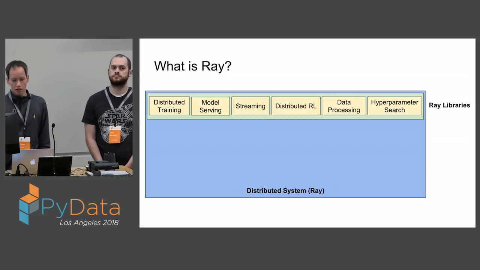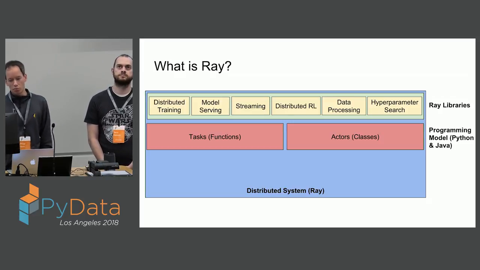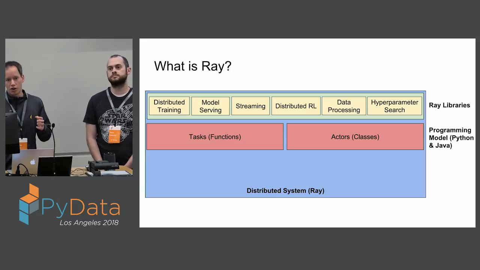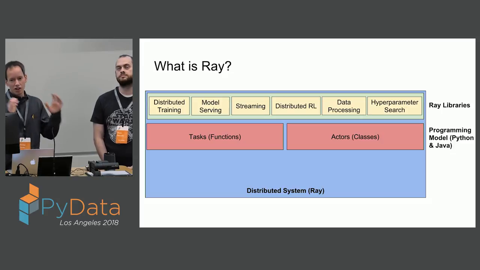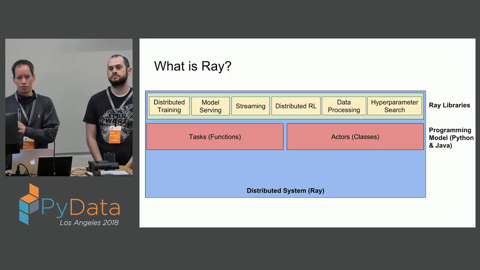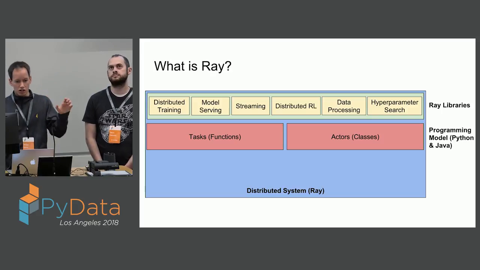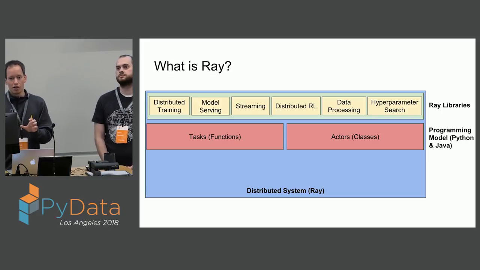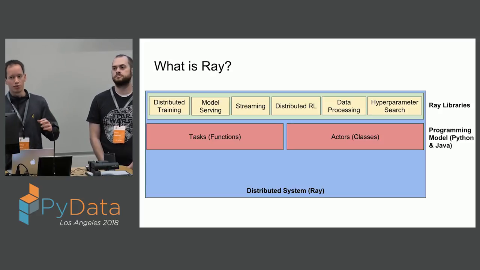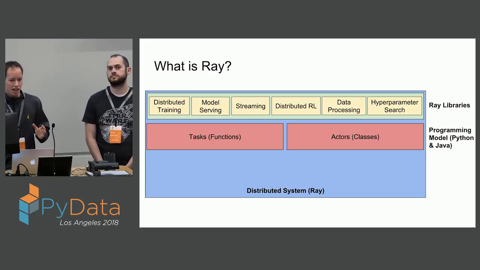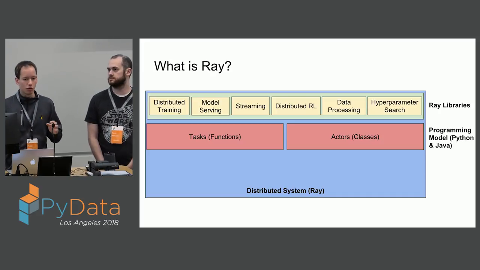How does the system work? On top, there are all these libraries. And then we provide two main abstractions, which mirror the way that people typically do programming. You write programs by writing functions and writing classes, and we allow you to easily distribute both of these concepts. For functions, we have tasks. These are stateless functions that can run anywhere in the cluster and can be used for things like data processing, for example.